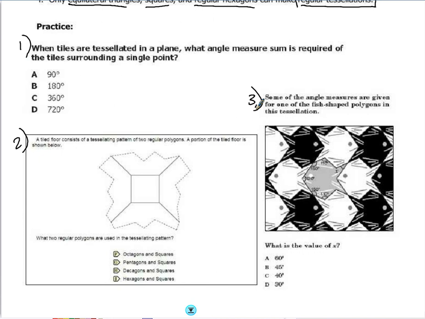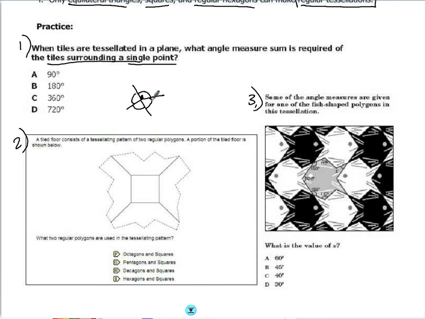So it looks like here, number 1, when the tiles are tessellated in a plane, what angle measure sum is required to surround a single point? So again, this is just a basic definition. We talked about how, at a single point of a tessellation, the angles of that figure always have to add up to 360, one whole circle. So the correct answer would be C.